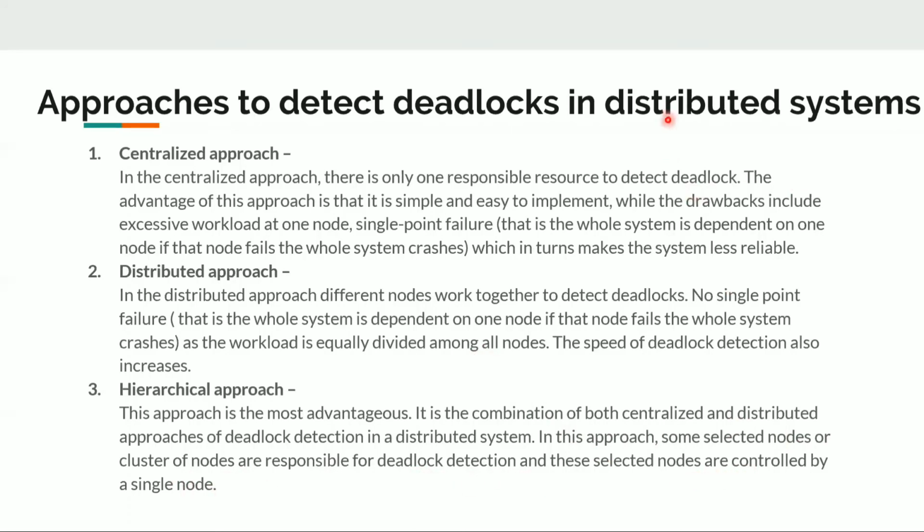This means we have a centralized approach, that is, only one node is controlling them, but the workload is distributed in multiple nodes. So this is the combination of the centralized approach and the distributed approach. Okay. So this is the best approach to handle deadlocks in a distributed system.